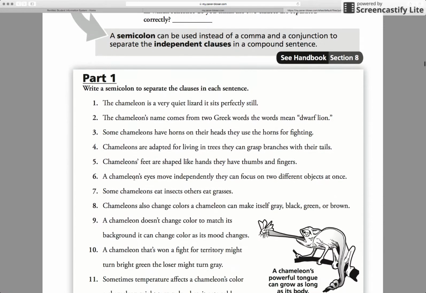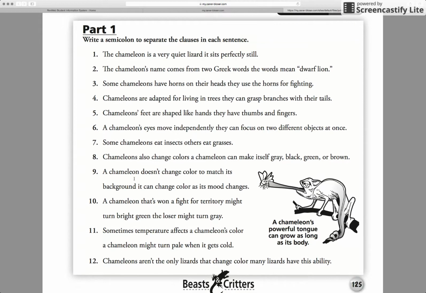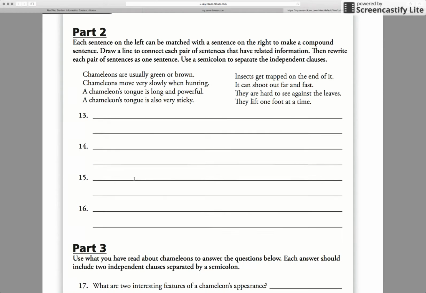All right, let's come down here and look at part one together. For your assignment today, you're going to do all of the questions in part one. And then in part two, the directions say each sentence on the left can be matched with a sentence on the right to make a compound sentence. Draw a line to connect each pair of sentences that have related information. You are going to do that first part of the directions. You do not have to rewrite the sentences, but what I'm going to be looking for tomorrow in class is that you have connected the sentences.